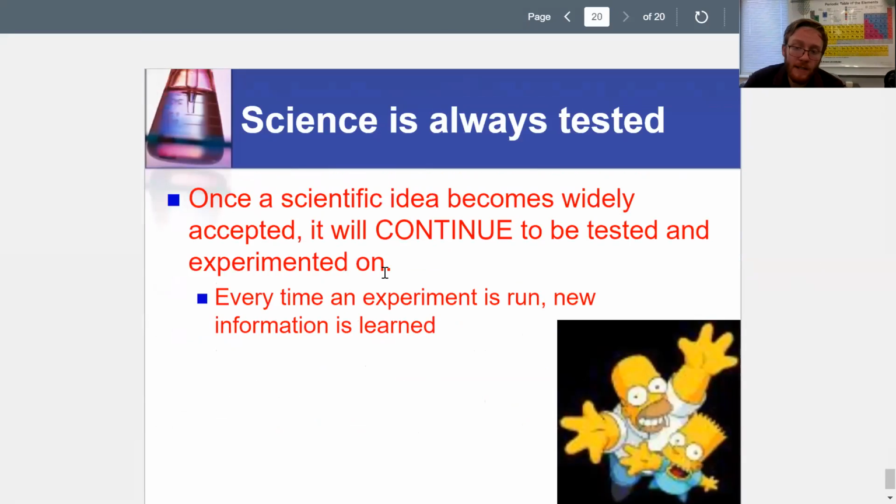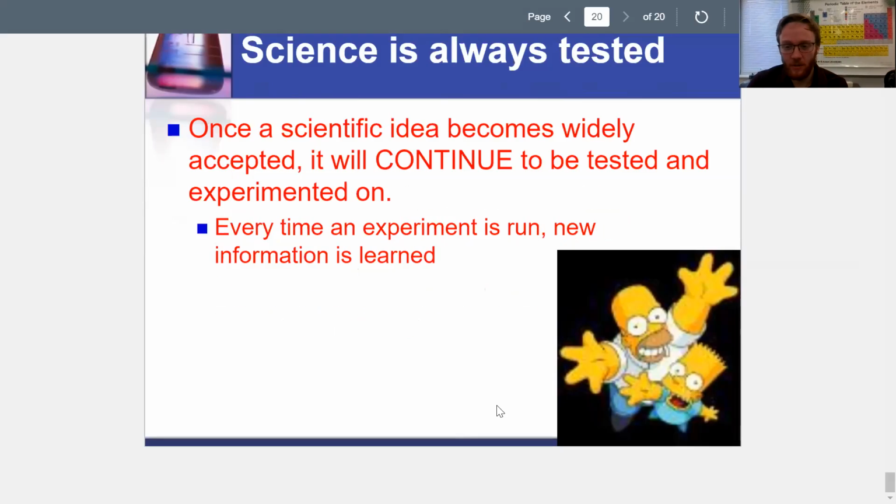Science is always tested. Always tested. Once a scientific idea becomes widely accepted, it will continue to be tested and experimented on. You guys will be testing scientific truths all the time in this class. That's because we want to test to make sure they didn't suddenly change. And then we have to do something about that. So just be aware that we're always going to be testing, and then every time an experiment is run, new information is learned. So you can never learn too much information.